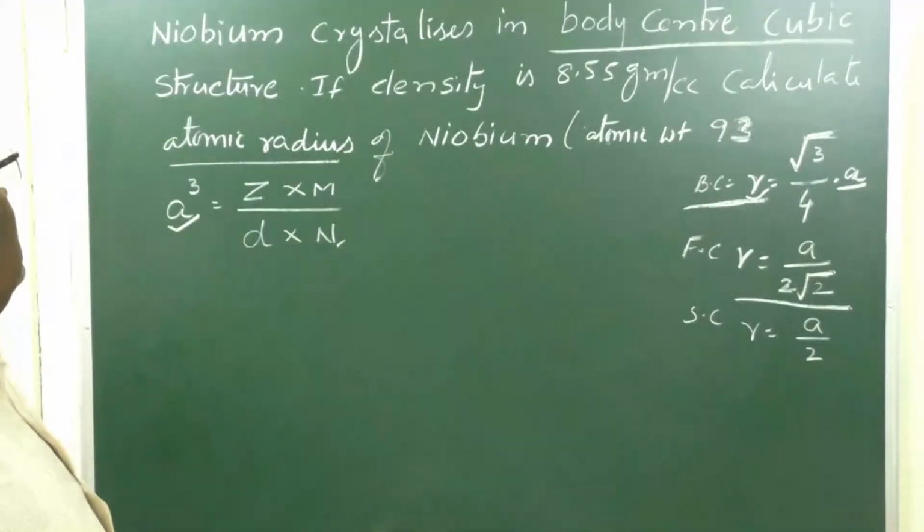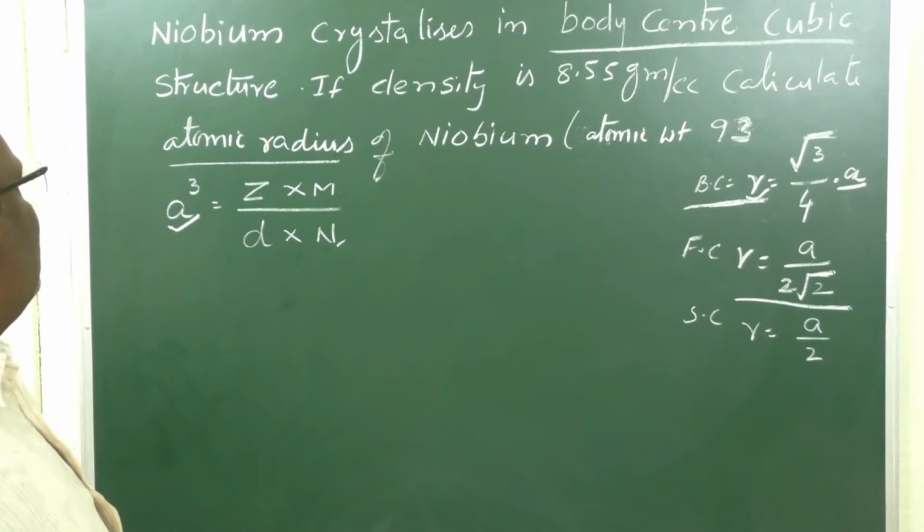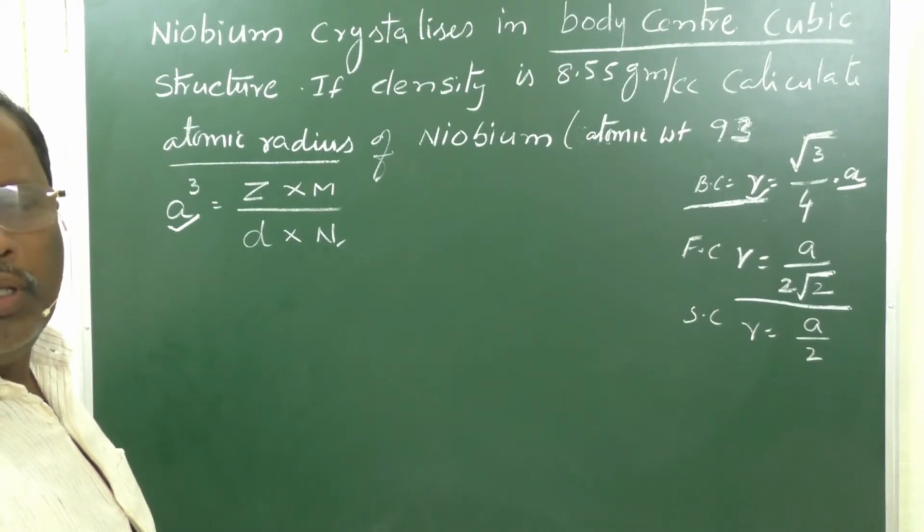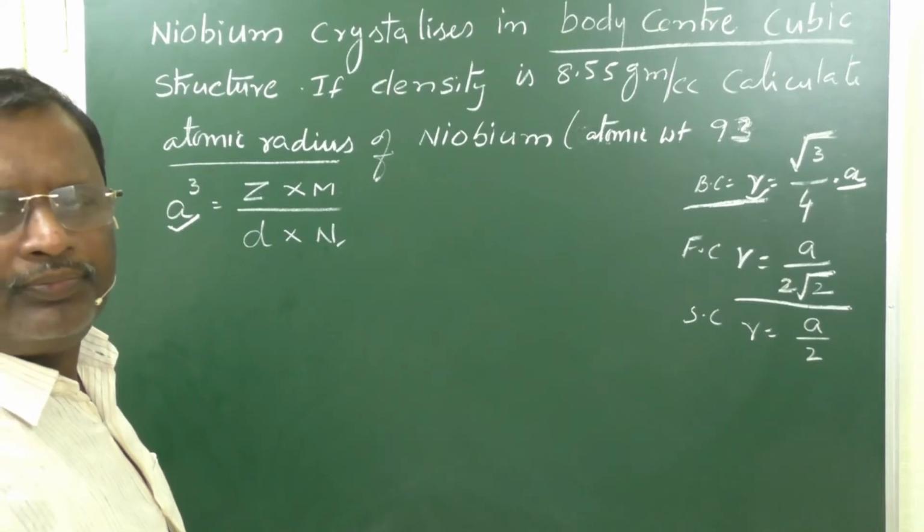Let us observe the next problem. Niobium crystallizes in a body centered cubic structure. If the density is 8.55 grams per cc, calculate the atomic radius of niobium. Now they are asking for the atomic radius of niobium. This is a new problem. They are asking the radius of the atom.